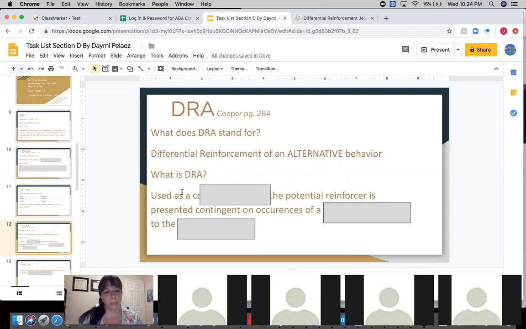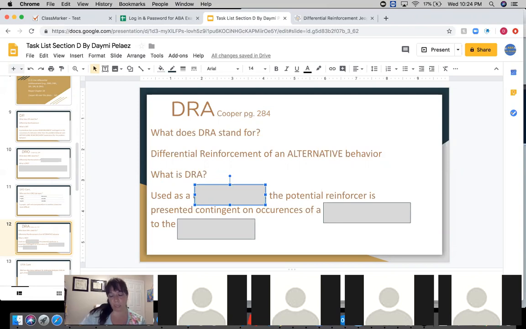Okay, you guys want to do the fill in the blank first? Used as a what? Used as a blank, the potential reinforcer is presented. Isn't it something functional communication? I mean, it is an antecedent base, and it also goes with functional communication. Yeah, it is mostly used for functional communication, yes.